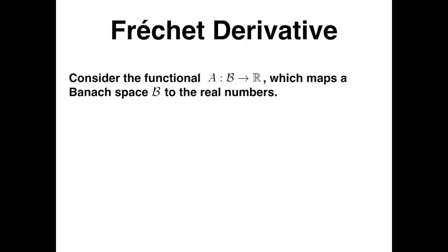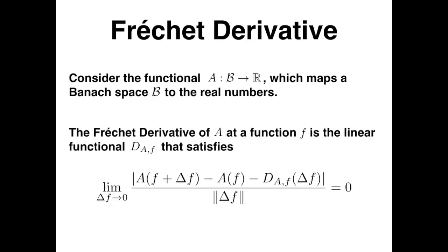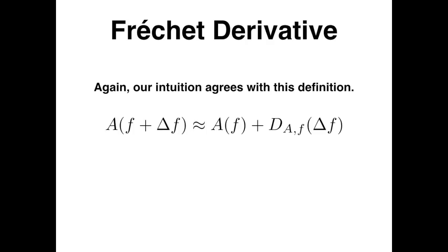And so here we define a new type of derivative, the Frechet derivative. Consider the functional A that maps a Banach space B to the real numbers. The Frechet derivative of A at the function f is the linear functional d sub Af that satisfies the following definition. The limit as delta f goes to 0 of the magnitude of A of f plus delta f minus A of f minus the functional of delta f, divided by the norm of delta f, is equal to 0. And again, this definition agrees with our intuition.